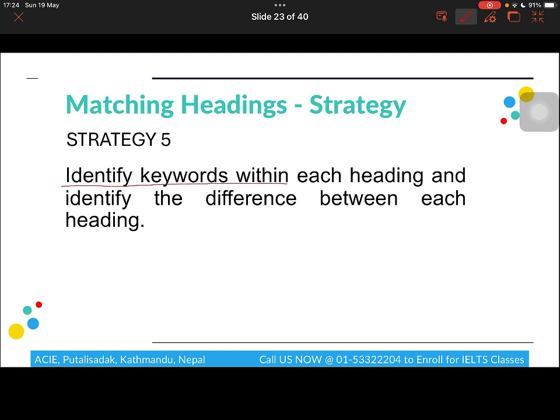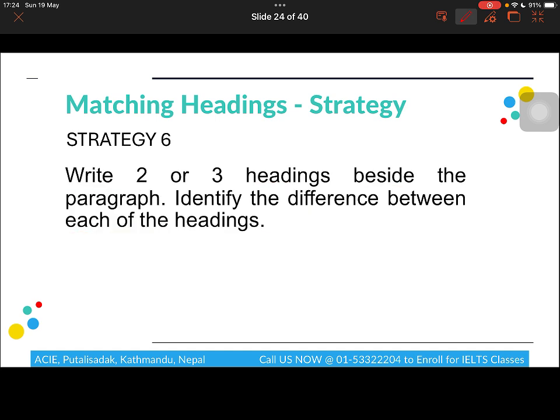Again, identify keywords within each heading and identify the difference between each heading. Now we are looking at the list of headings that has been given in the question, and we are going to try to identify the differences between each heading, because a lot of headings are going to look very similar and differ by just a few words. So it is very important to carefully look at the headings and try to identify the difference between them. Now, as we have already looked at the passage and the headings, we are going to go back to the passage and write 2 or 3 headings beside the paragraph. Identify the difference between each of the headings.